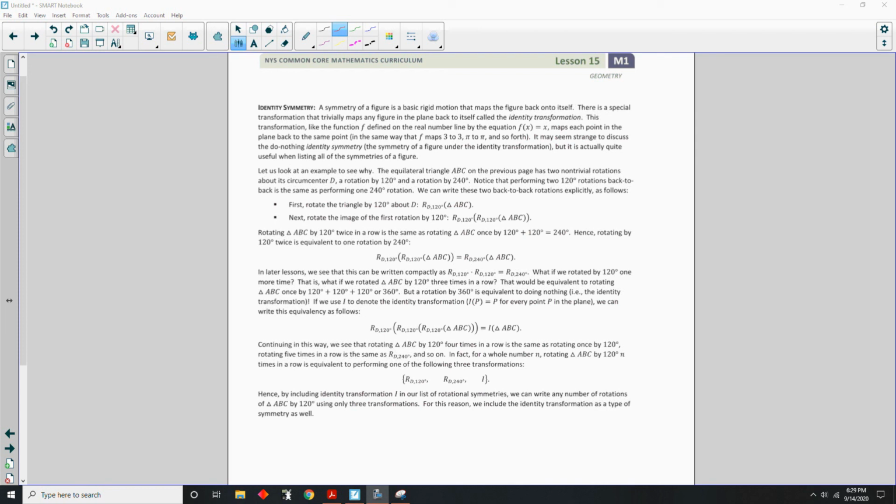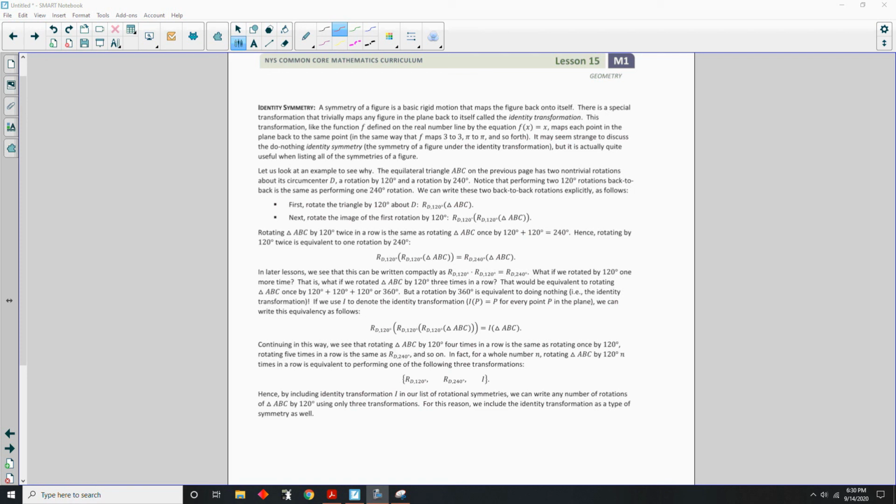The equilateral triangle ABC on the previous page has 2 non-trivial rotations about its circumcenter D, a rotation by 120 and a rotation by 240, as I stated on the last page. Notice that performing 2 120-degree rotations back to back is the same as performing one 240-degree rotation. We can write these 2 back-to-back rotations explicitly as follows. First, rotate the triangle by 120 degrees about D, which would be R sub D 120, triangle ABC.